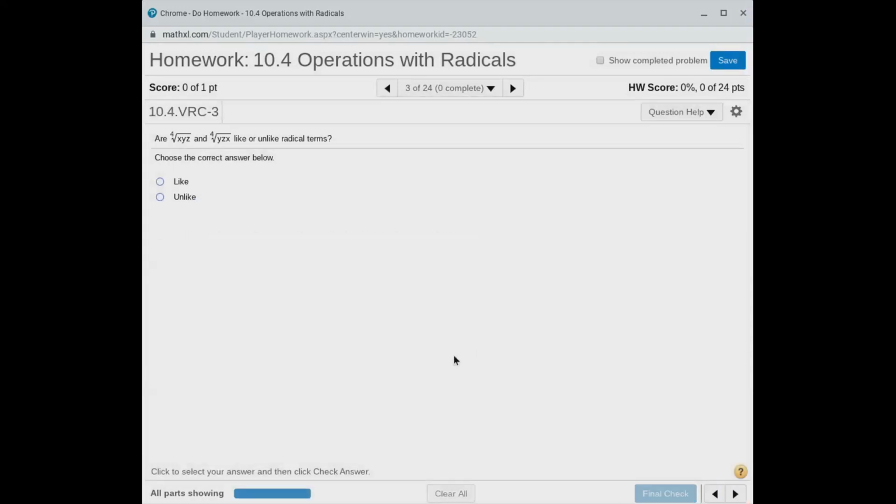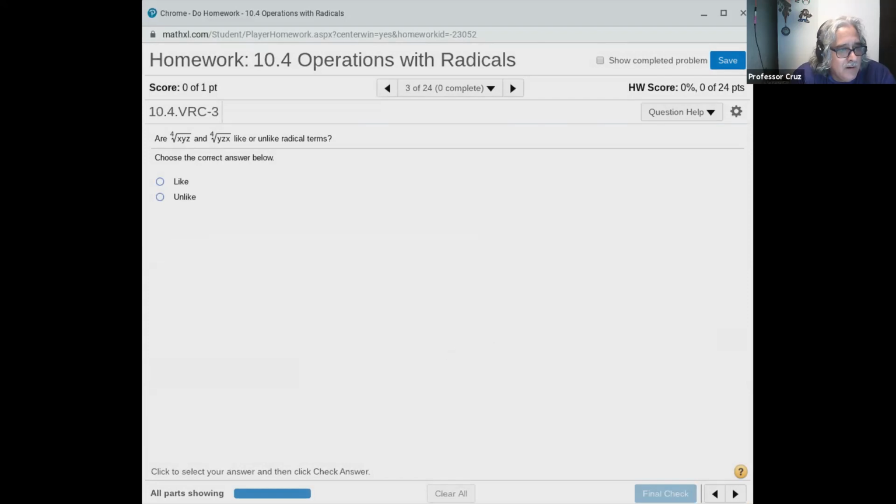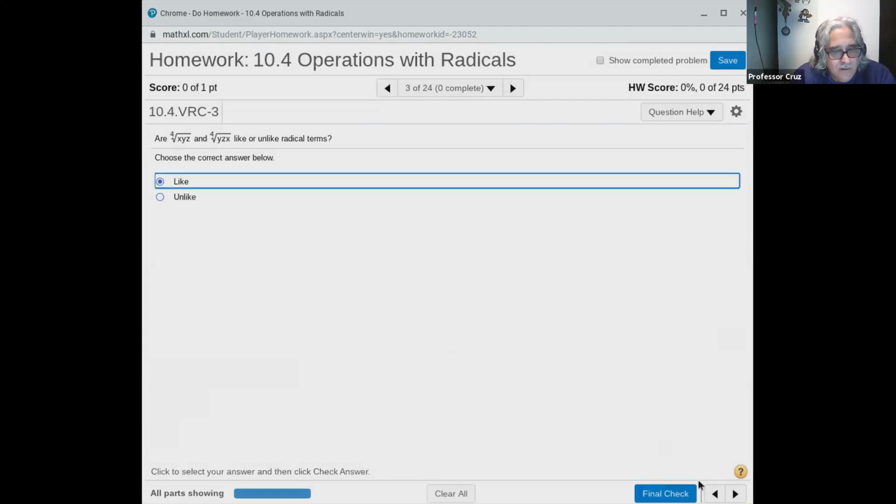All right. Are these alike? X, Y, Z, and the 4th root. Yes. Yeah, they're alike. Okay.